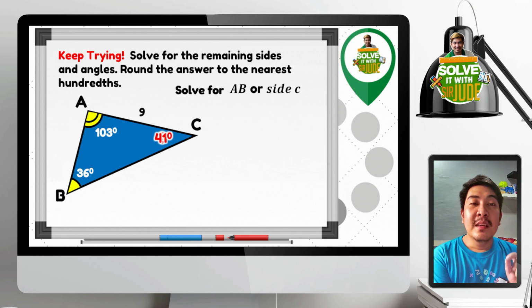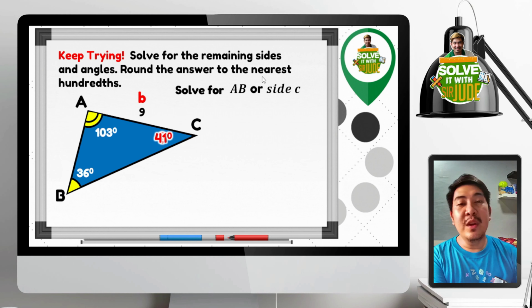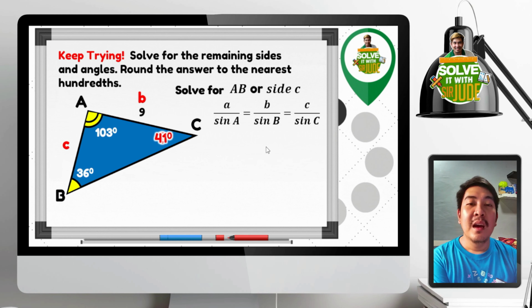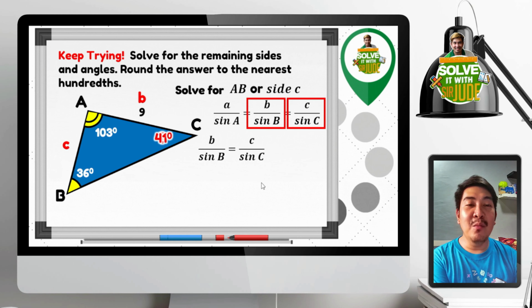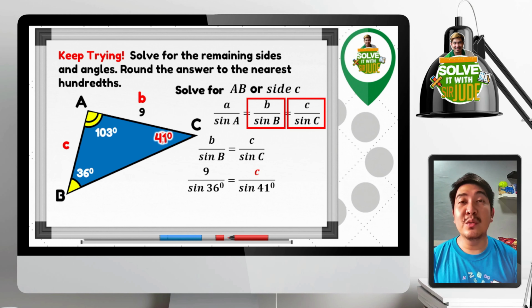So let us first have segment AB or the length of AB or simply side C. So we are given with the length of side B which is 9. And we are to find the length of side C. In the Sine Law formula, what ratios are we going to use in order for us to relate the given side B and the unknown side C? So we will be using these two ratios. Equating them, we have B over sine B is equal to C over sine C. And if we are going to substitute the given information to the formula, so we now have 9 over sine 36 degrees is equal to C over sine 41 degrees.